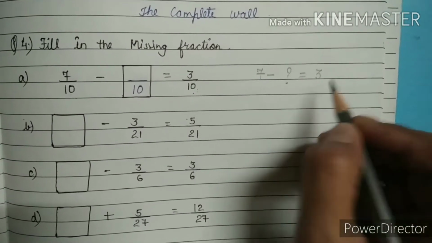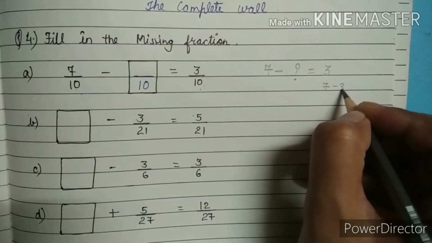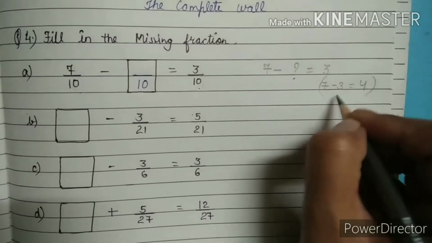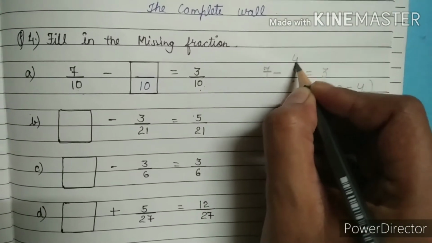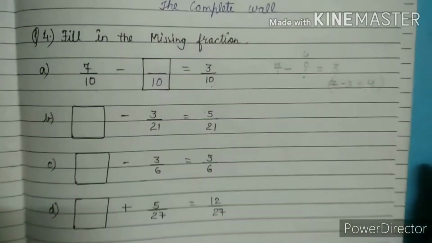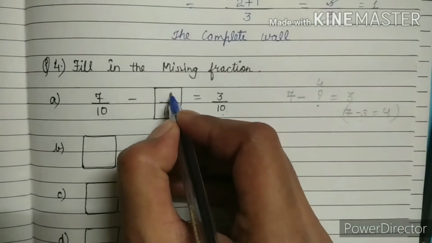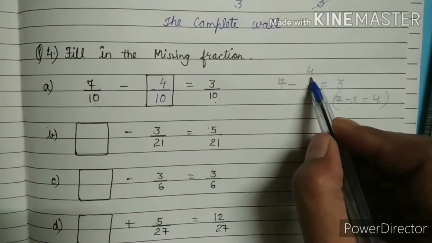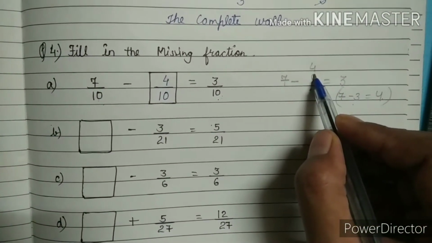So let's subtract 3. When you do 7 minus 3 you will get 4. So this 4 you can put here. So 7 minus 4, is it 3? Yes. Is it 3? That's why its answer is 4, because we put 4 here. We checked it with the help of 4.